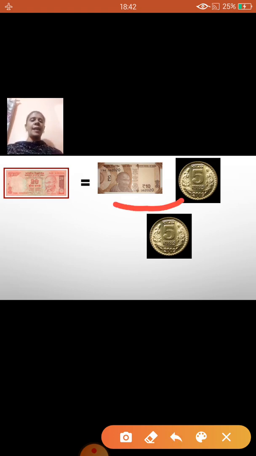10 plus 5 is how much? 11, 12, 13, 14, 15. Correct. Then 15 plus 5 will be how much? 16, 17, 18, 19 and 20. Correct. So one 10 rupee note and two 5 rupee notes will make how much? 20 rupees. Correct.